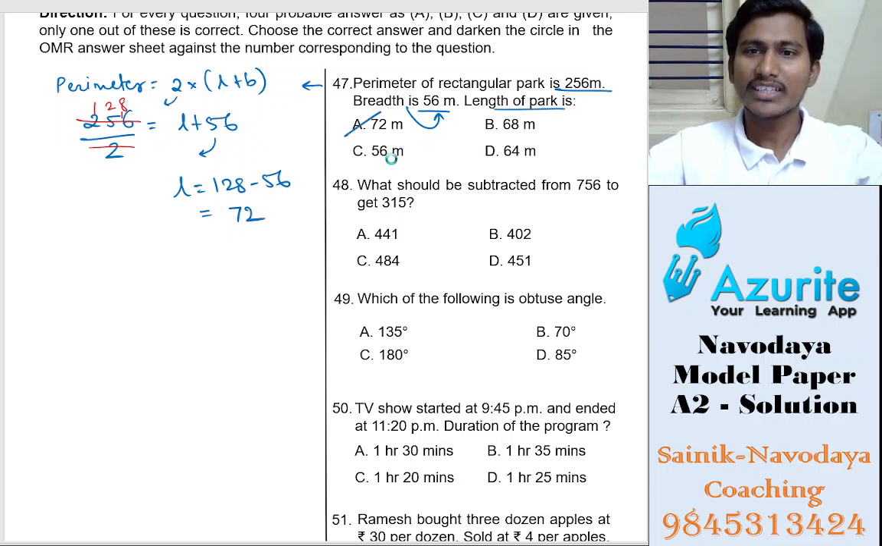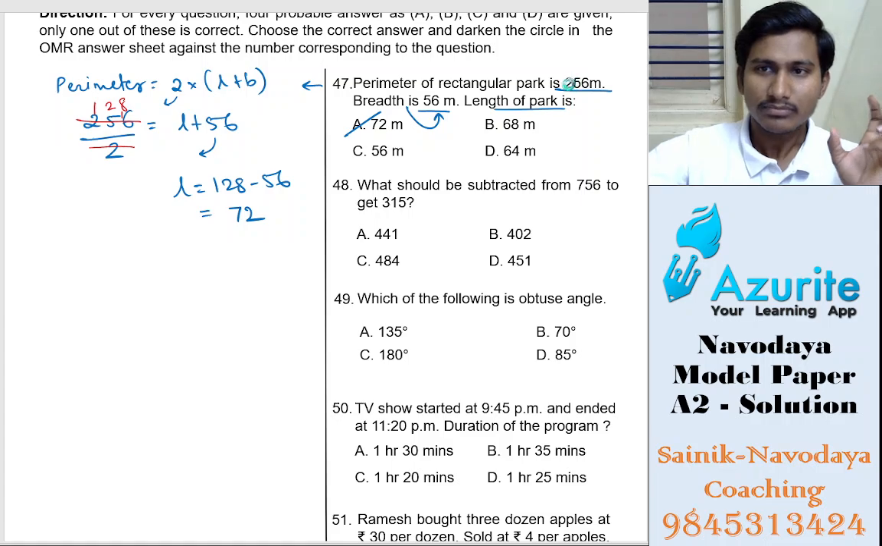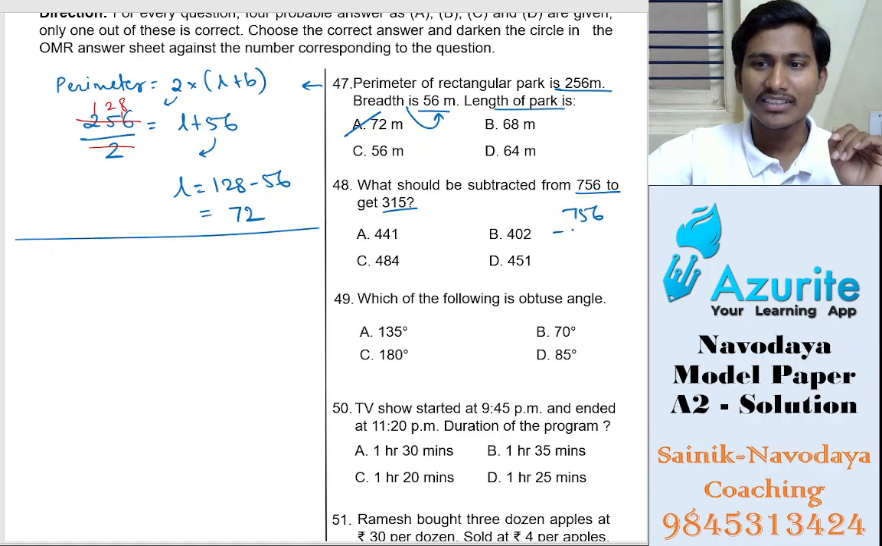Right? You can do it like that, or you can use one more shortcut: 56 plus length, into 2, equals 256. That you can also use. Okay, good. So now what about question 48? What should be subtracted from 756 to get 315? So directly subtract 756 and 315. What will be the answer here? It is 441 that we have to subtract. You will get the answer.